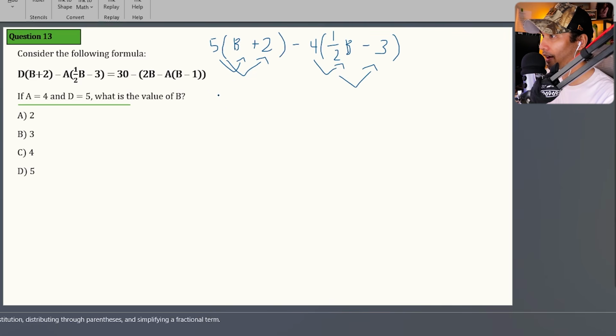Okay, so we have 5b plus 10 minus, this is 4 over 2, which equals 2. Then we have 2b. I'm going to put it in parentheses because I do have to distribute that negative. And then 4 times negative 3, which is 12.